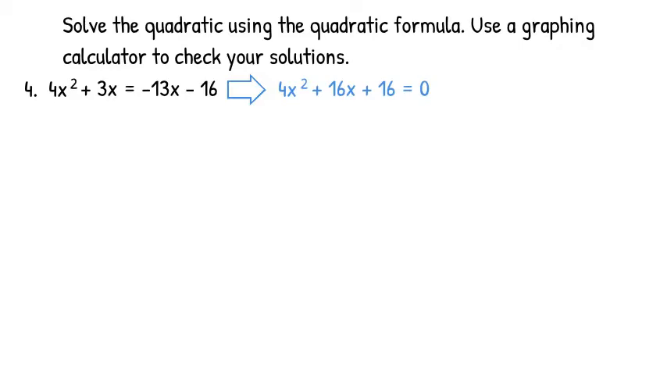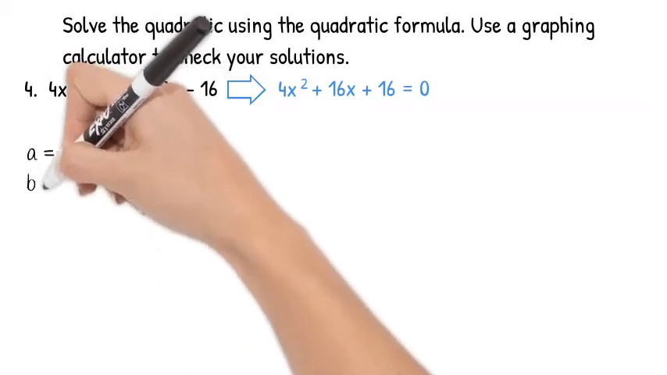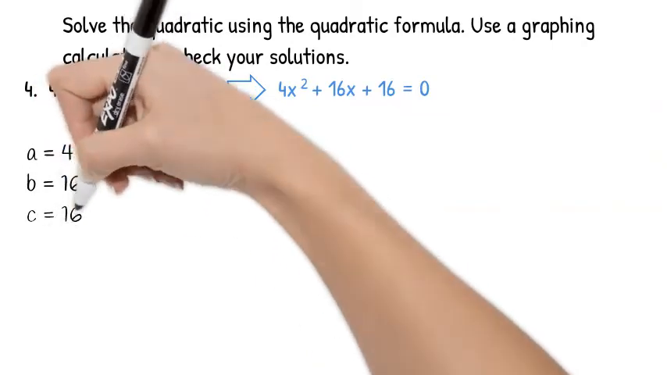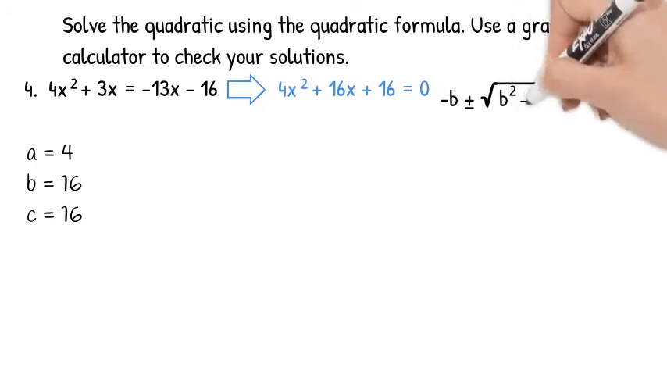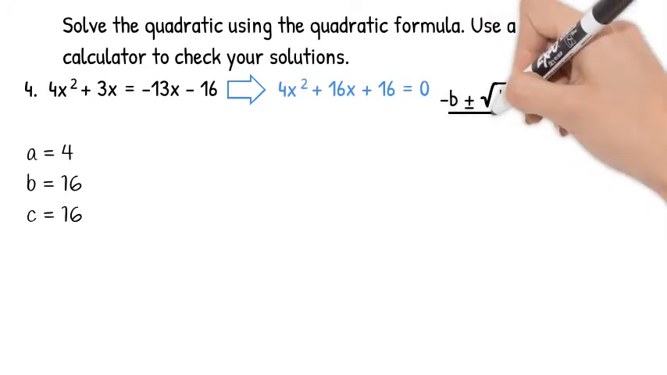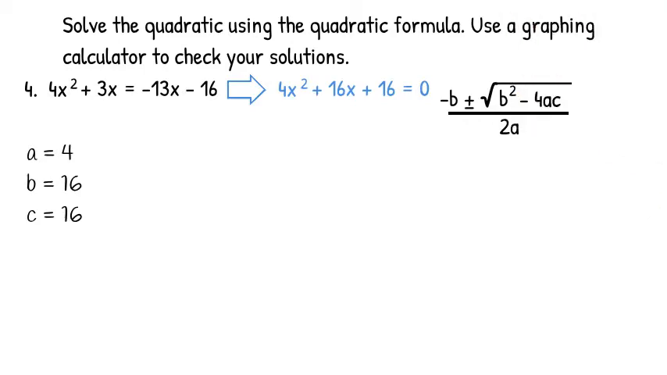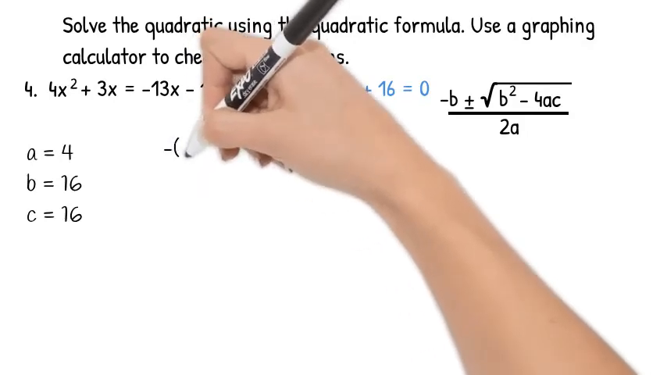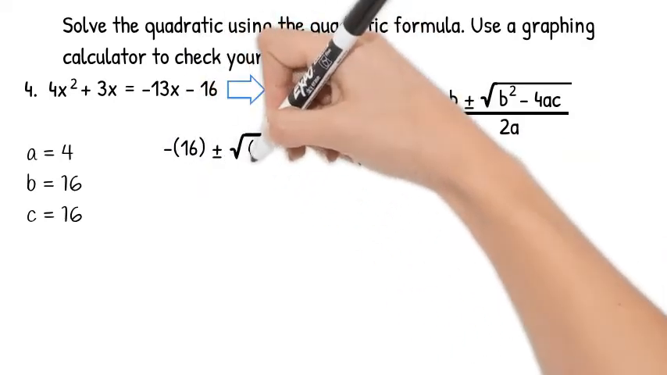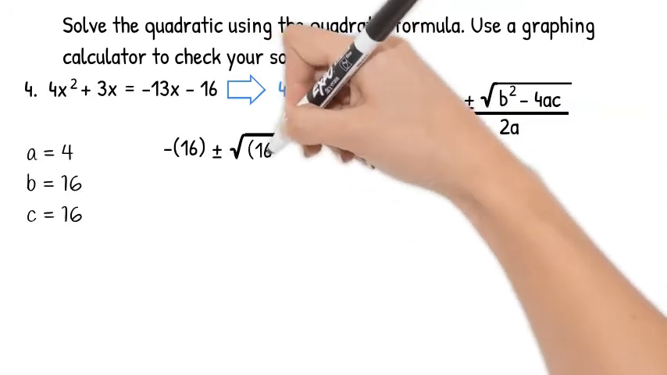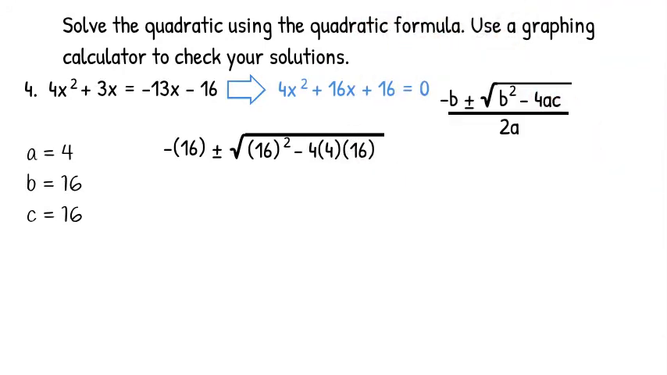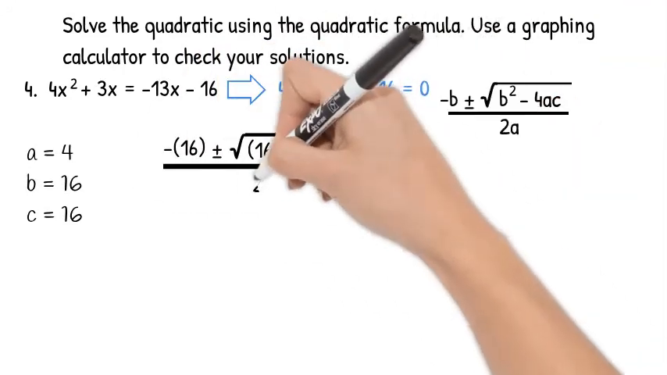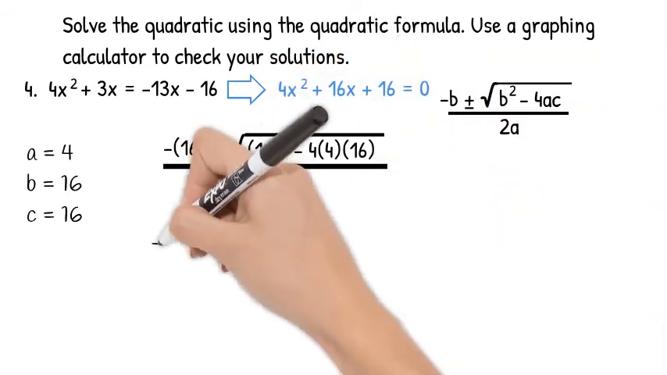So our A, B, and C: A is 4, B is 16, C is 16. Remember that quadratic formula, -b plus or minus the square root of b squared minus 4ac all over 2a. Let's plug in our A, B, and C into that quadratic formula. So we get -16 plus or minus the square root of 16 squared minus 4 times 4 times 16 all over 2 times 4. All right, let's simplify this a bit.